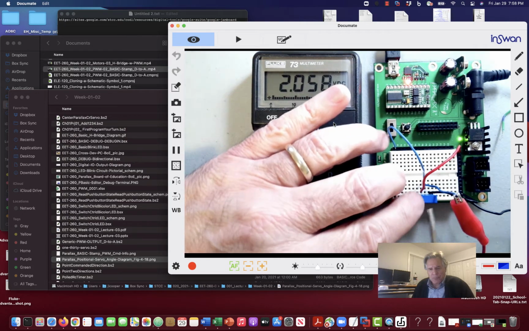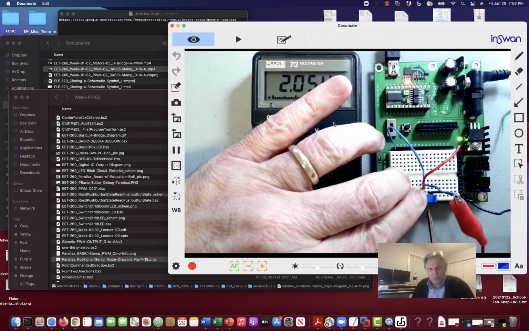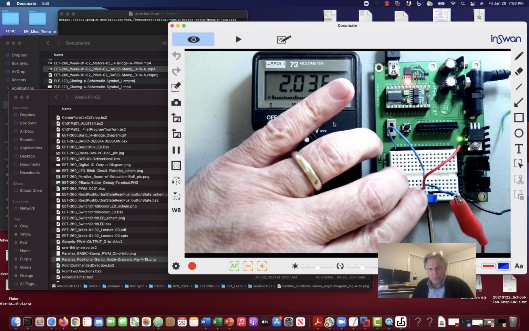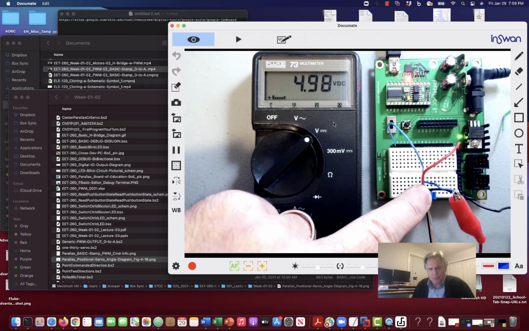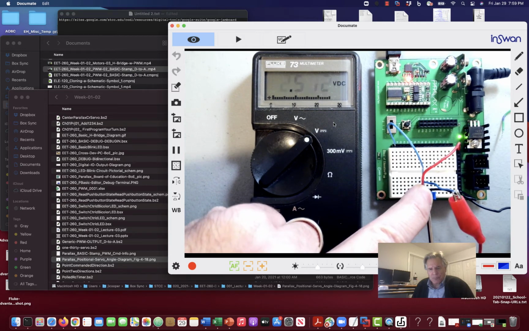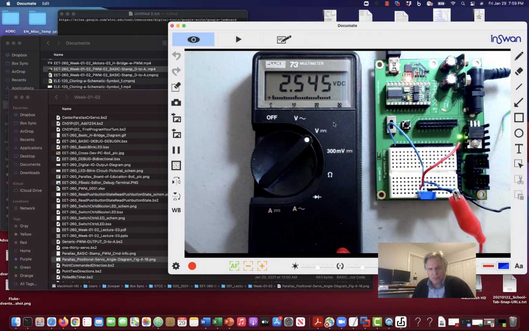By turning the potentiometer, the voltage in the voltage divider can go down as low as 0, and as high as probably 4.98, maybe. I don't know if we get up there. And there we are, 4.98. So that works as it should. I'm in mid voltage right now.